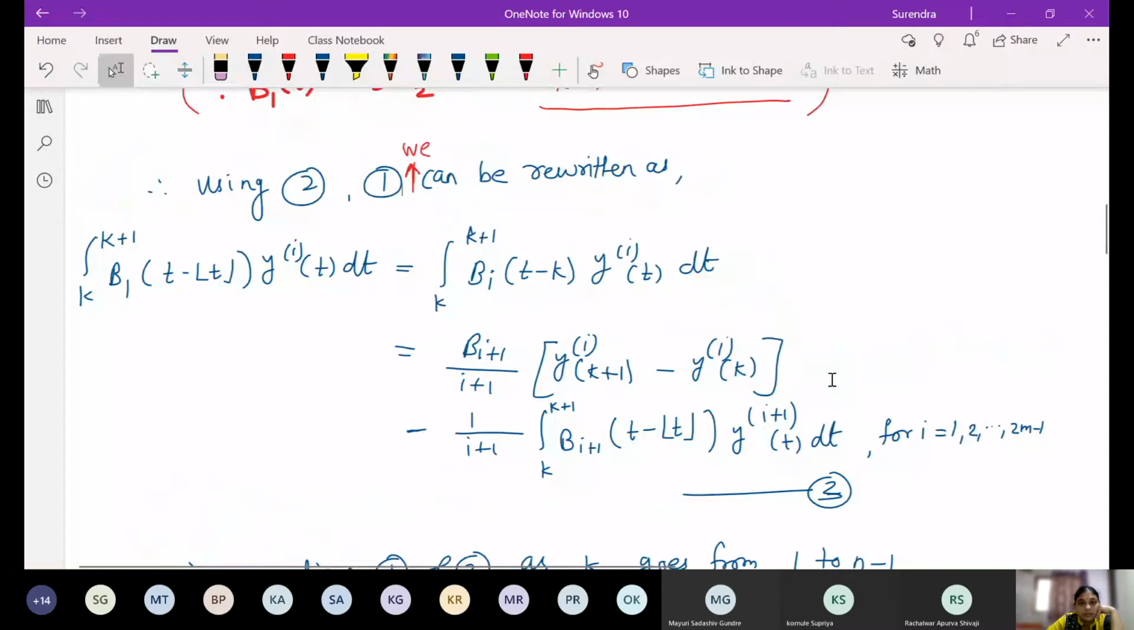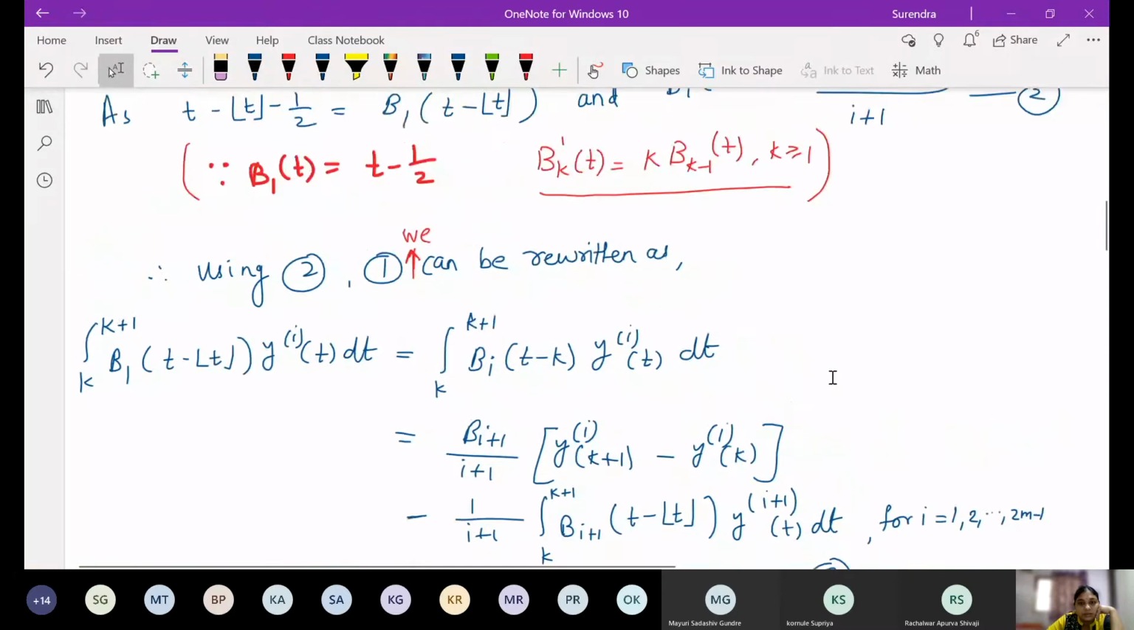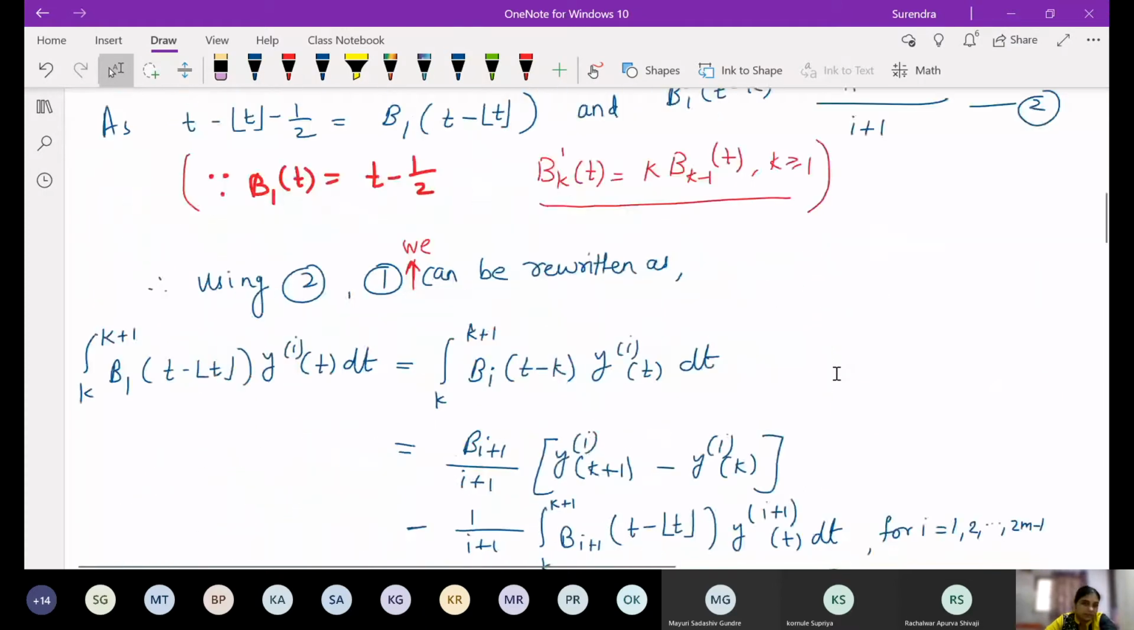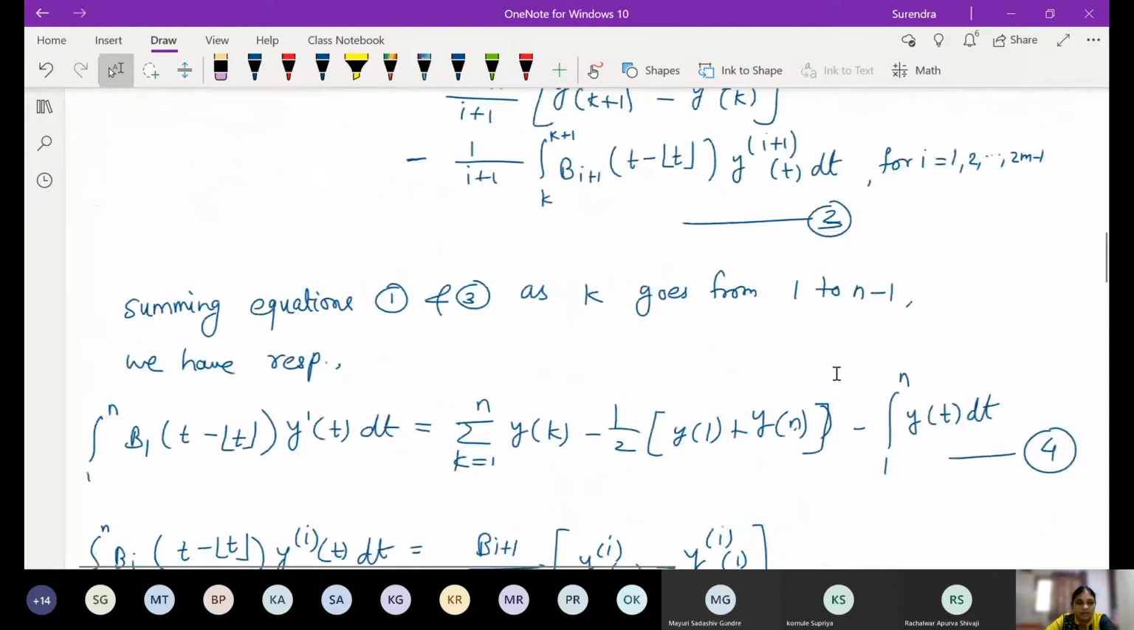Are you getting this? Yes, ma'am. You can just go through the proof and step by step you will get this formula.